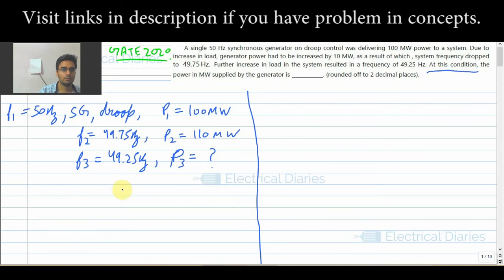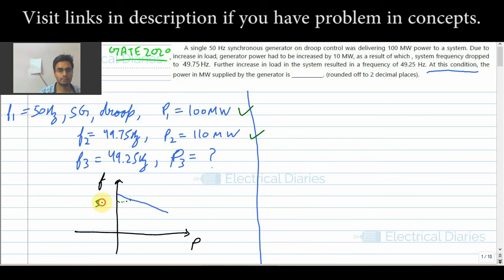So let us draw the droop characteristics. On this axis it is power, and on this axis it is frequency. I hope you know the droop characteristics of any generator. It is like this. So now here they have given us 2 points. That is, at 50 hertz it is 100 megawatts. So let us say it is 50 and here it is 100 megawatts. Power is in megawatts.